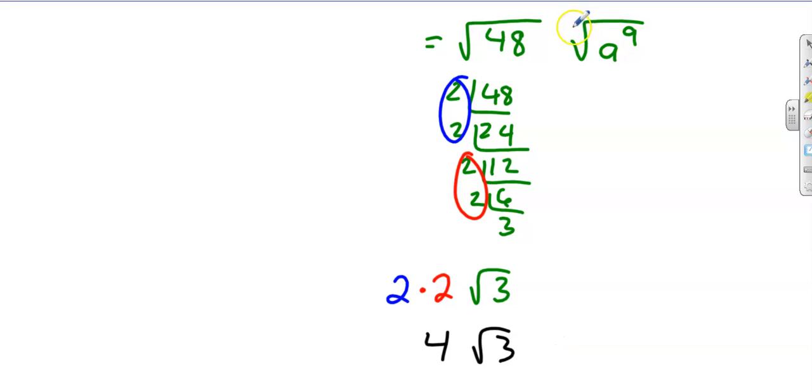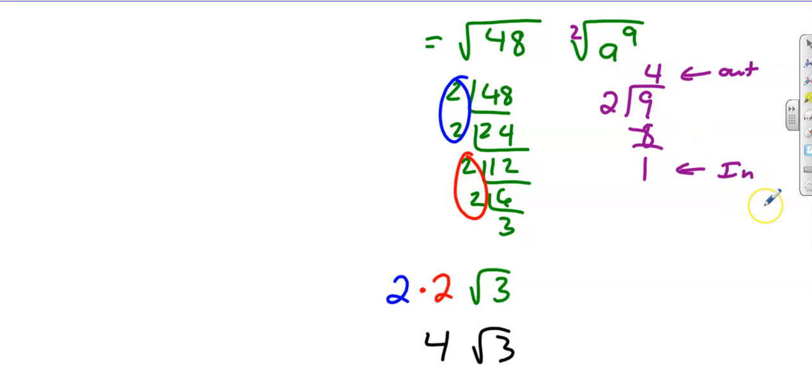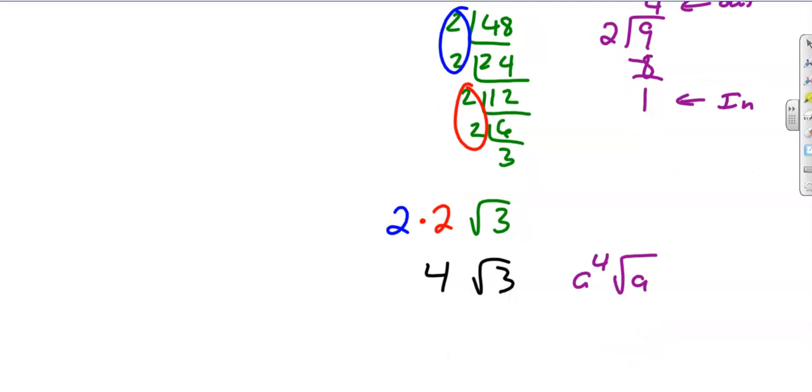And with a to the 9th power, again, we're basically dividing it by the index of 2. So if we divide 2 into 9, that's going to go 4 times with 1 left over. So again, we're going to need 4 a's on the outside and 1 a that's going to be on the inside. All right, and if you pull those two things together, you've got a 4 on the outside, you've got an a to the 4th on the outside, and then on the inside we've got a 3 and an a.